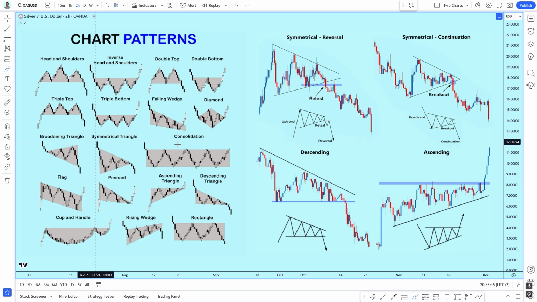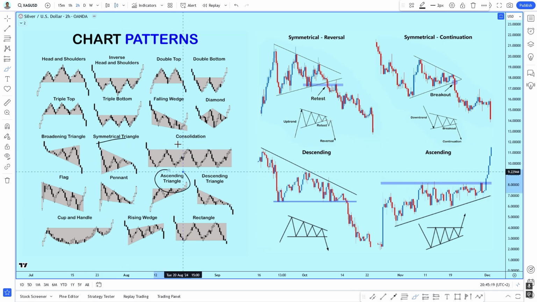So now we have this symmetrical triangle, we have ascending triangle and descending triangle. Descending triangle consists of this bearish trend line and this support zone. This bearish trend line is connecting our lower highs and we have a support zone. Once the price breaks our support zone, we want to enter, and then what we usually see is a move down. Sometimes price can go up, break our trend line and then continue to go up.